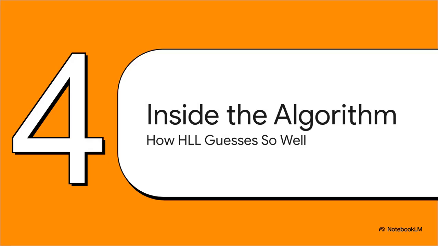All right, so how does this thing actually work? How can an algorithm just guess a number that big, hundreds of millions, and get it right more than 98% of the time without ever even seeing the full list of who watched? Let's crack it open and take a look.